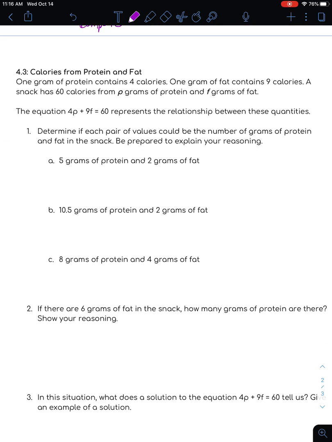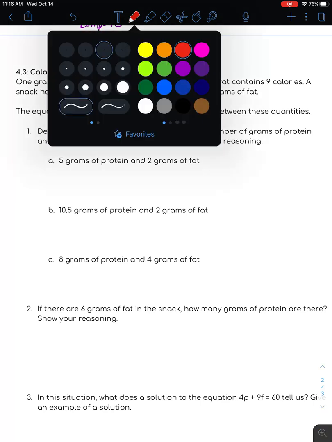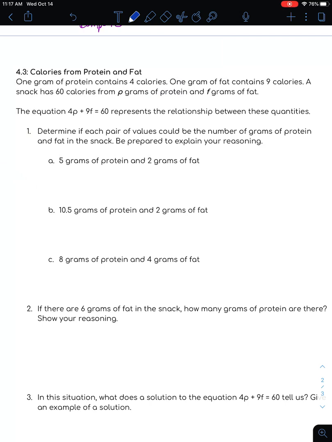All right, third problem. What should we use here? Let's go blue. 1 gram of protein contains 4 calories. 1 gram of fat contains 9 calories. A snack has 60 calories from both the protein, P, and F grams of fat. The equation 4P plus 9F equals 60 represents the relationship between these variables. Determine if each pair of values could be the number of grams of protein and fat in the snack. Be prepared to explain your reasoning.